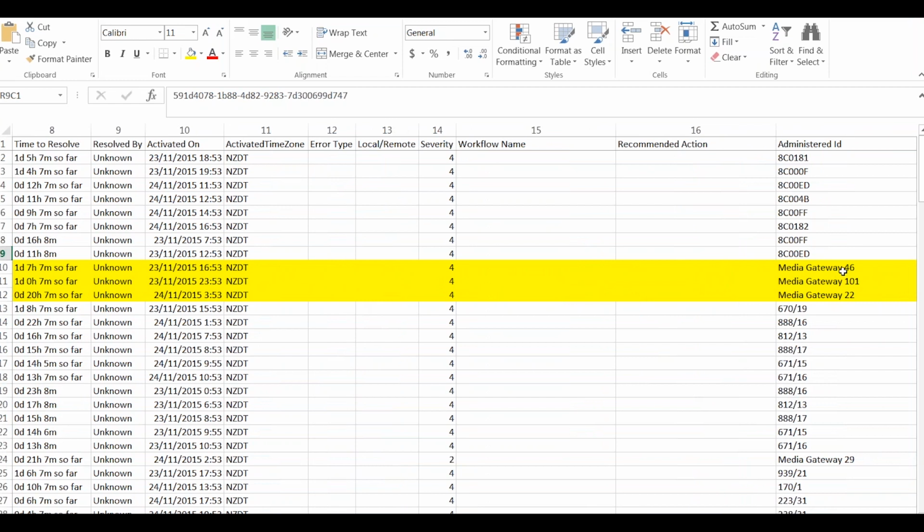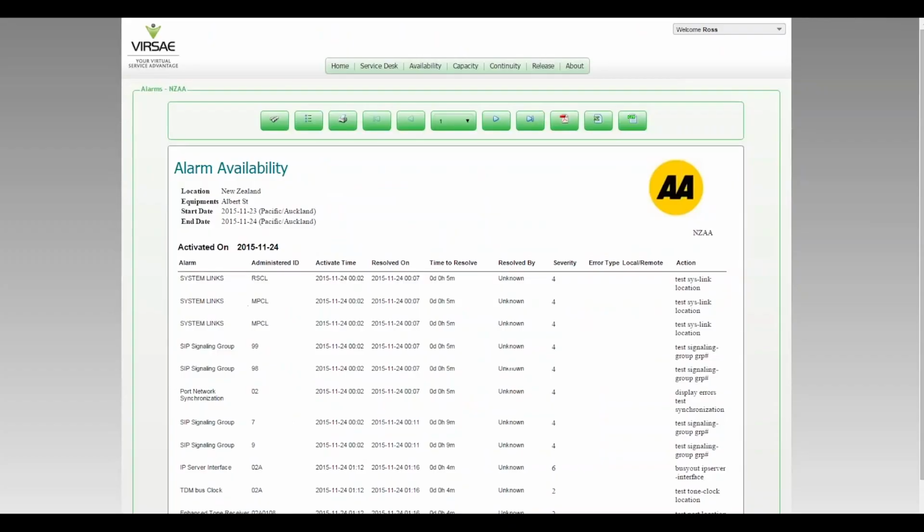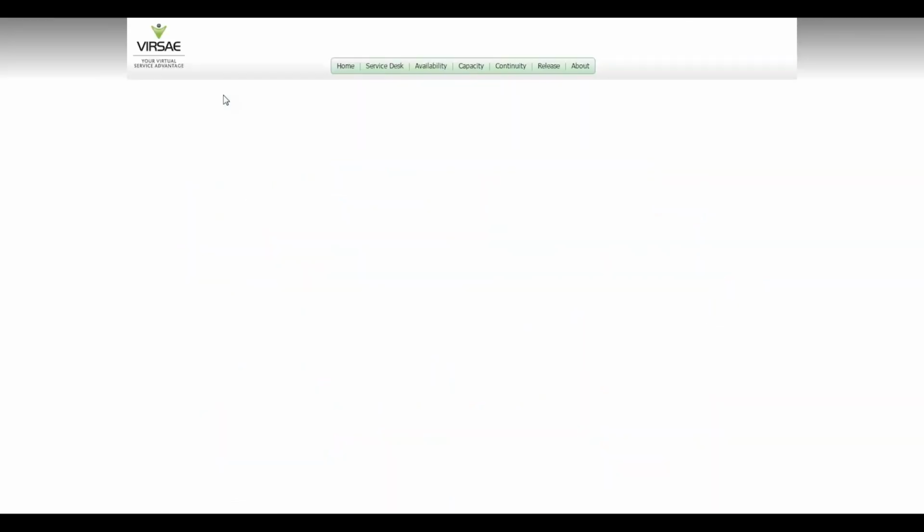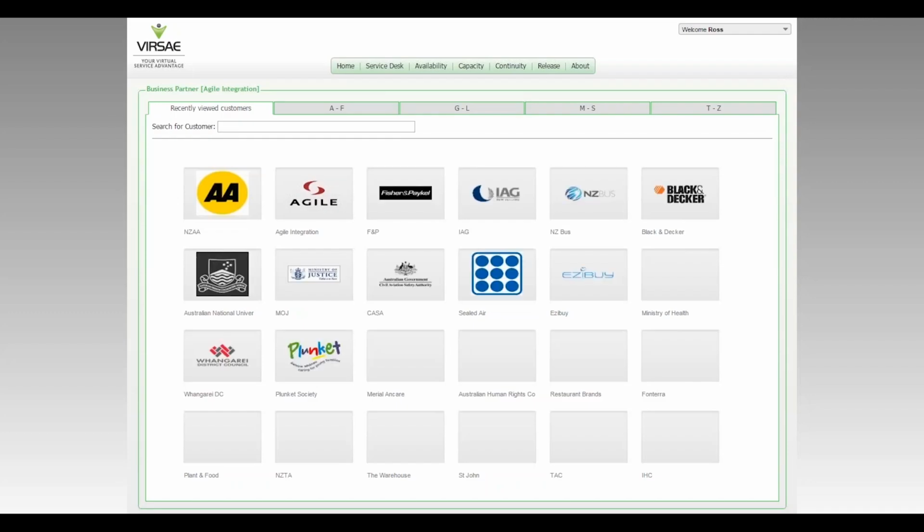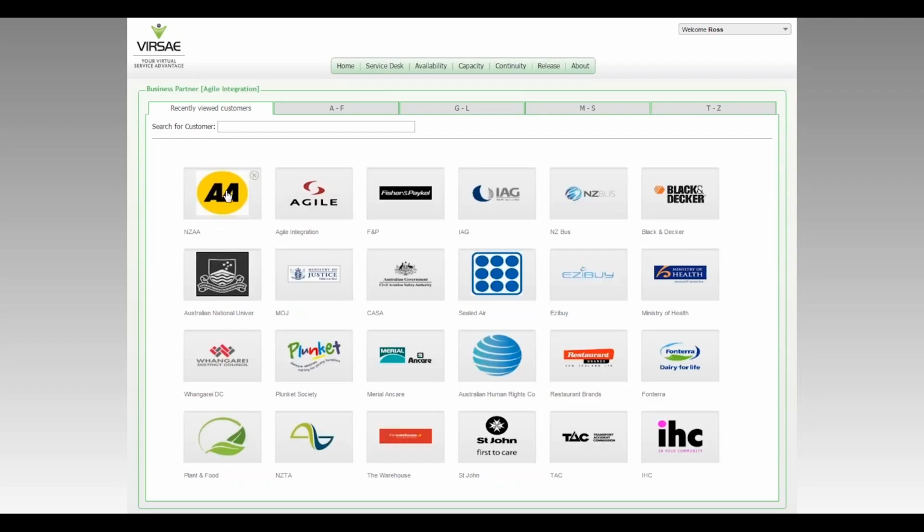During that period of November 23-24, we had 3 media gateways that were complaining of connectivity issues to their media gateway controller. Of course they could have been sharing the same media gateway controller. We don't know at this point, so we'll keep an open mind about that. But we're definitely seeing an issue there as far as those media gateways are concerned.